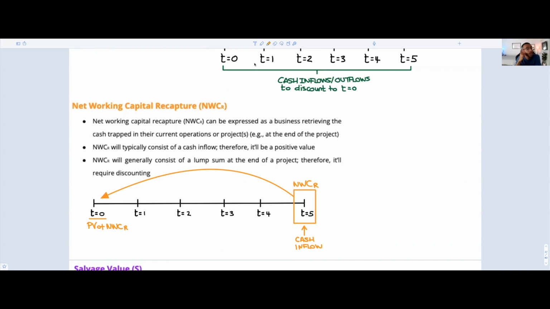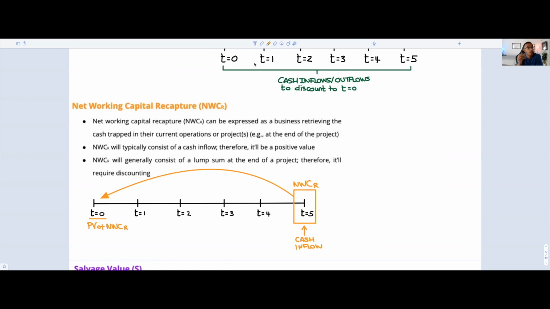All right, that said, net working capital recapture. So once again, we understand now that net working capital is money that's being lost in the business. And that's why we look at the change in net working capital to figure out how much more money is being lost in the business, or how much money did we retrieve that was lost, right? That's kind of the way we're looking at it.